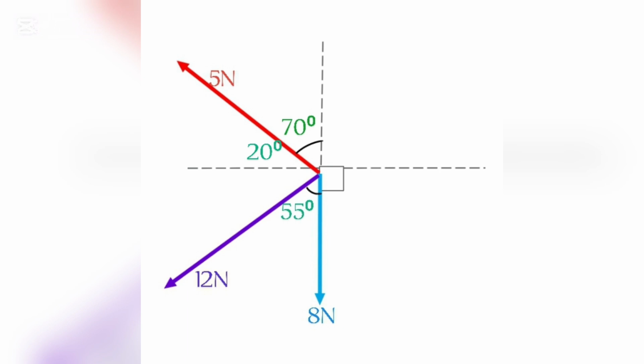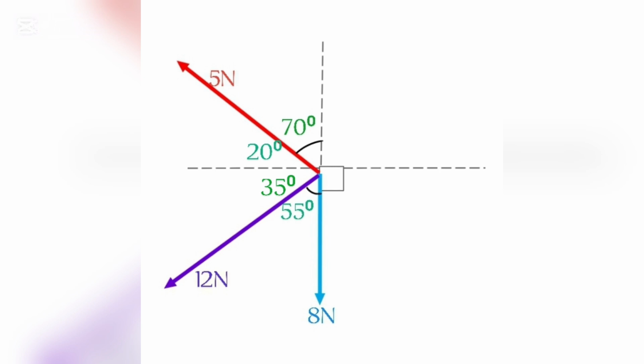Also, in the third quadrant, you are given 12 Newton. 12 Newton, you are given 55 degrees to the vertical. You cannot use that angle. We only use the angle to the horizontal. So we will subtract 55 from 90 to get 35 degrees. We are using 35 degrees.